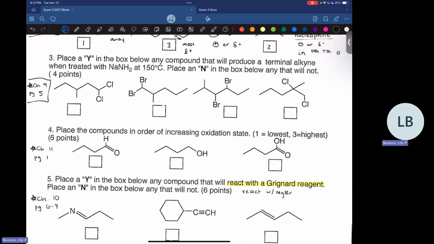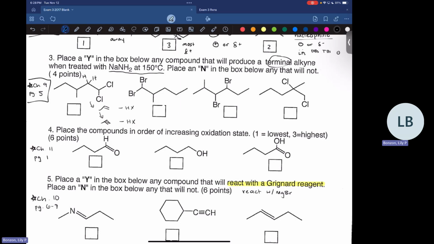For the next question, we're looking at producing an alkyne, specifically a terminal alkyne, with NaNH2 at 150C. We just need to identify if there's an end position that can form a triple bond. Not only do we need two halides like in the elimination mechanism, we also need two hydrogens, because each formation of the double or triple bond is minus HX, and then minus another HX. If we don't have enough hydrogens adjacent to where we're trying to do the elimination, we won't be able to do the elimination.